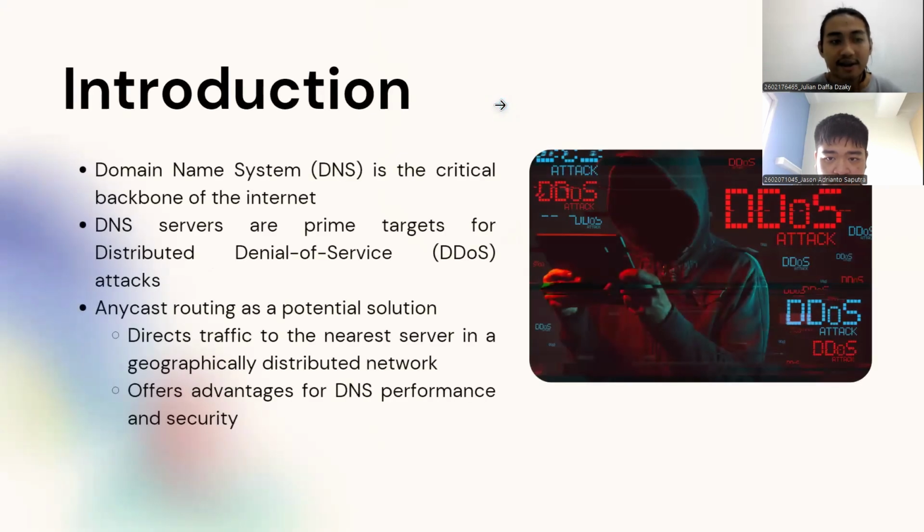The domain name system, or DNS, is a critical backbone of the Internet, translating human-readable domain names into machine-readable IP addresses. Unfortunately, DNS servers are prime targets for distributed denial of service, or DDoS, attacks. These attacks aim to overwhelm a server with illegitimate requests, making it unavailable to legitimate users.